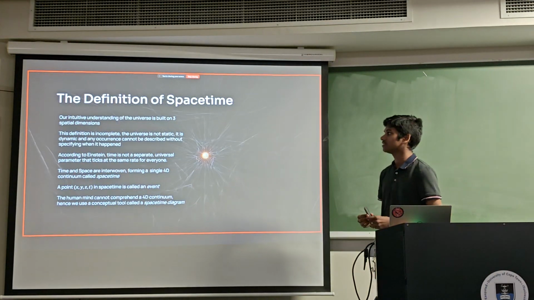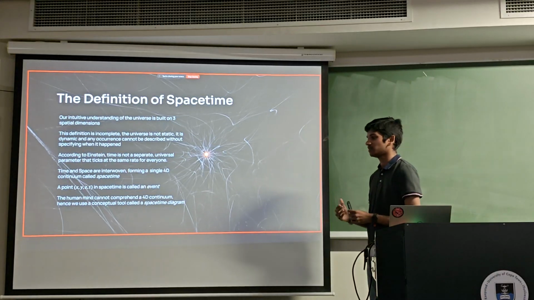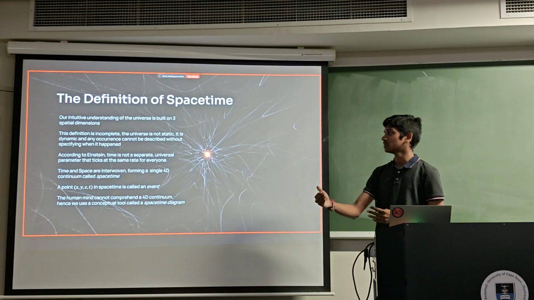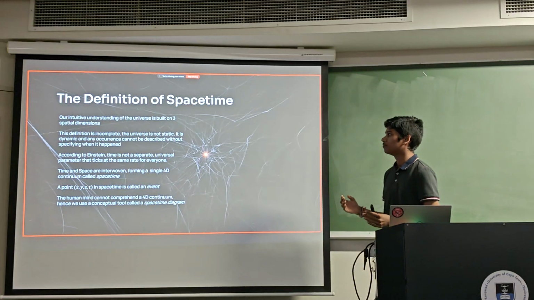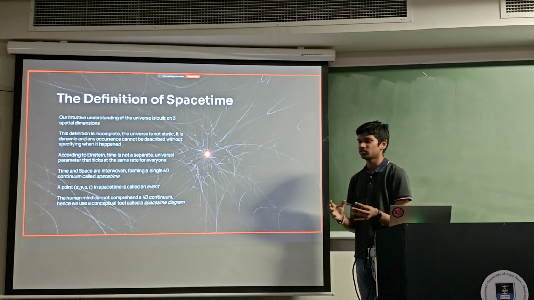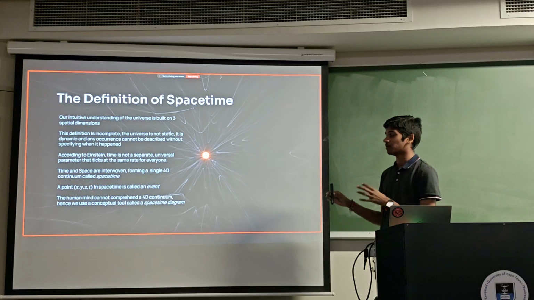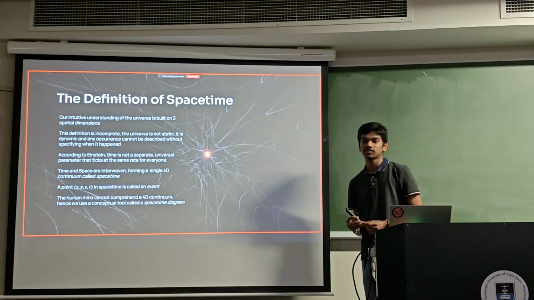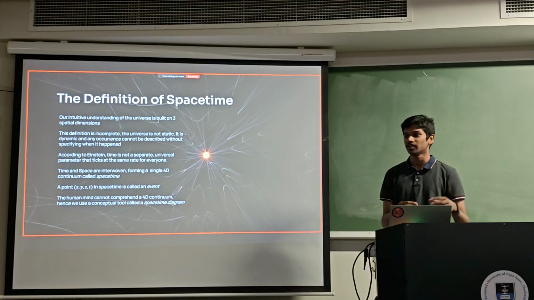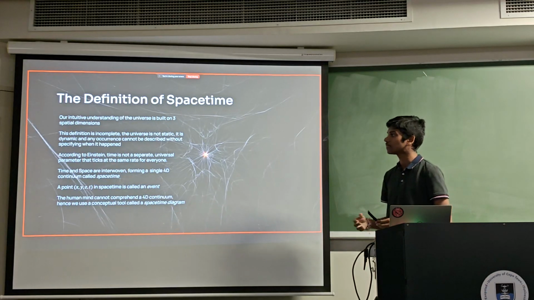Our intuitive understanding of the universe is built on three spatial dimensions: forward, backward, upwards, downwards, to the left and to the right. But that's not a complete definition of a point in space-time, because if I wanted to meet someone, for instance, I wouldn't give them the address of a restaurant only. I'd also tell them what time I'm meeting them.